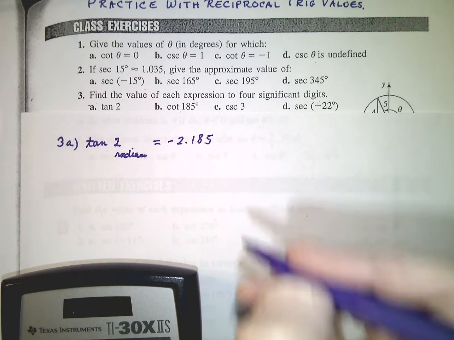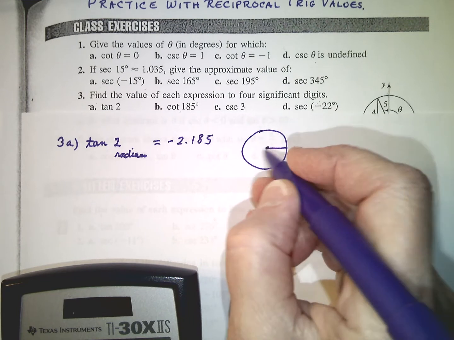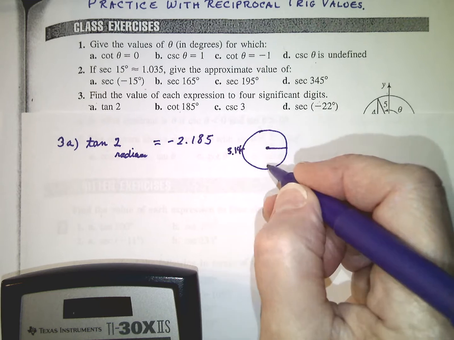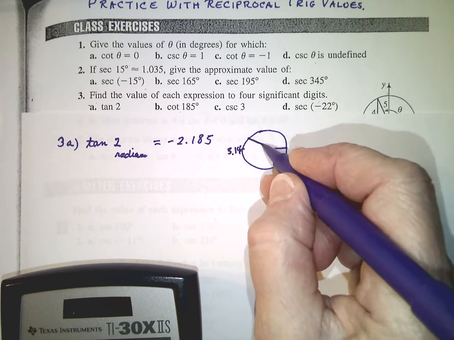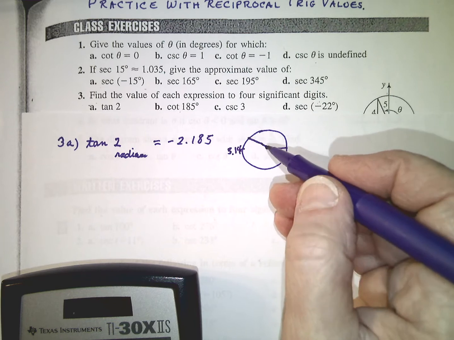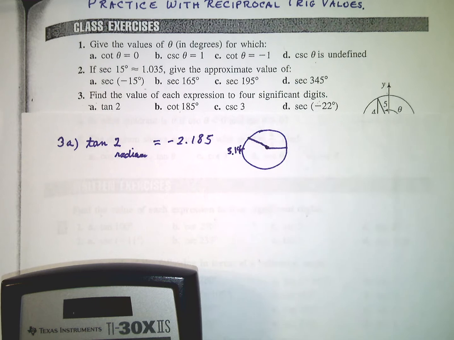Does that make any sense at all? Well, let's see. I know, don't want to see any more circles being drawn. 3.14 radians is right here at pi, so 2 radians would be right here. The tangent value is sine divided by cosine. Sine is positive, cosine's negative, so the negative value is okay.